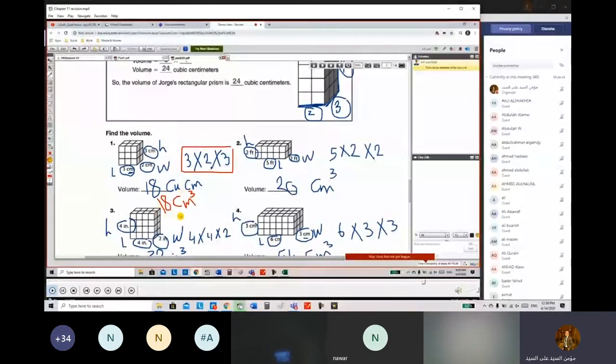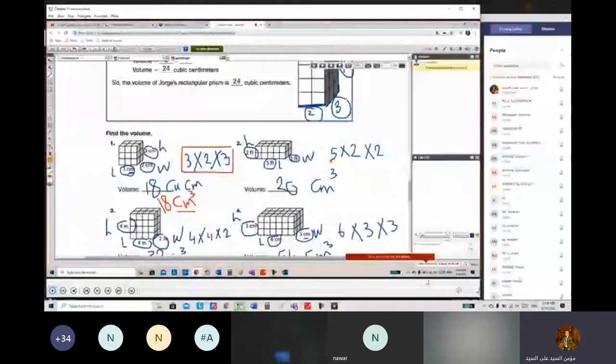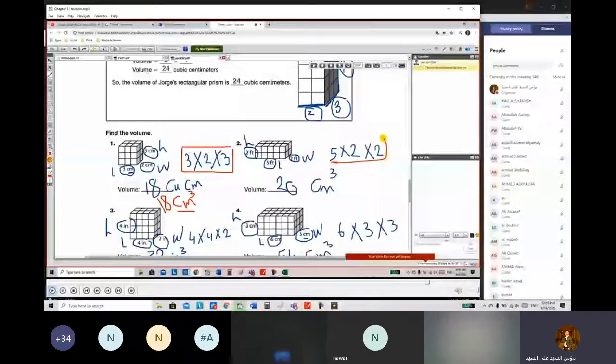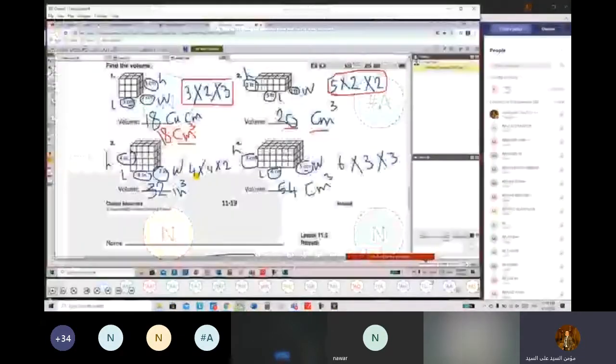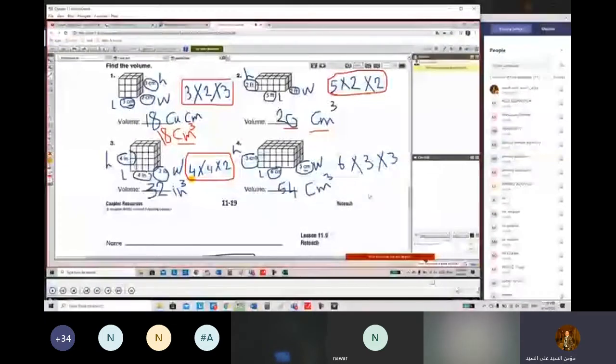And the same thing here, multiply length times width times height, as we started before in our formulas. 5 multiplied by 2 multiplied by 2. 5 multiplied by 2 equals 10, multiplied by 2 equals 20 cubic centimeters or centimeter cube. The same thing here, 4 multiplied by 4 multiplied by 2. So it will be 4 multiplied by 4 equals 16. 16 multiplied by 2 equals 32.